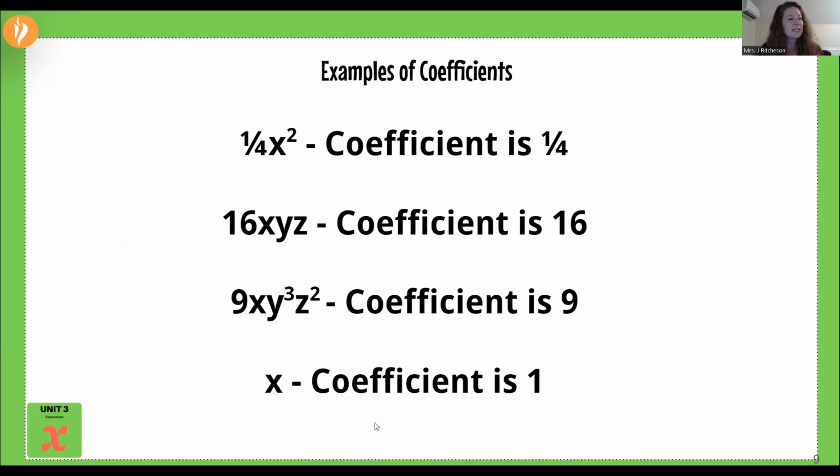16xyz, the leading coefficient is 16. 9 is our coefficient here. And even though this x, the variable x, looks like it doesn't have a coefficient, it actually does. The number is 1 because 1 times x is equal to x. So anytime you have a variable by itself, or even an xyz together, the coefficient is always a 1.